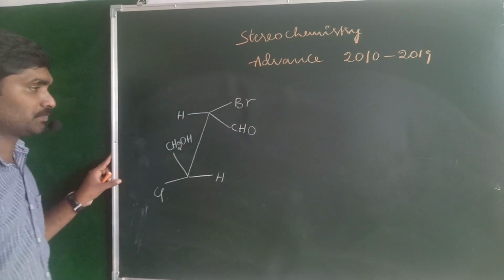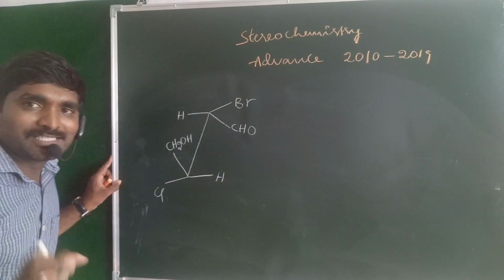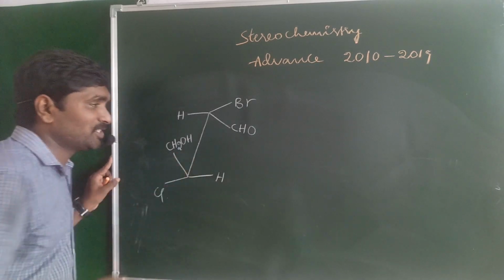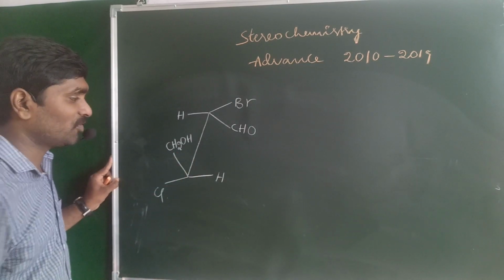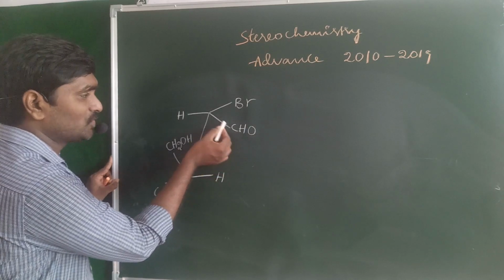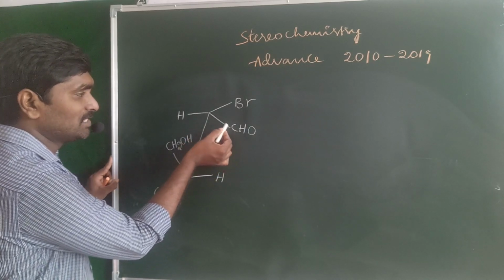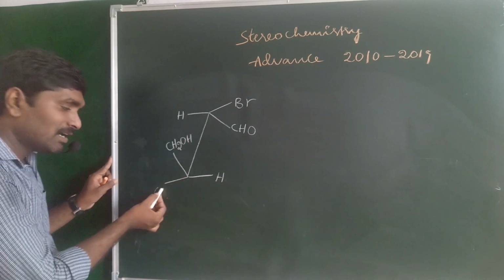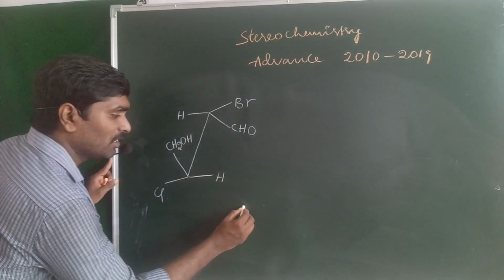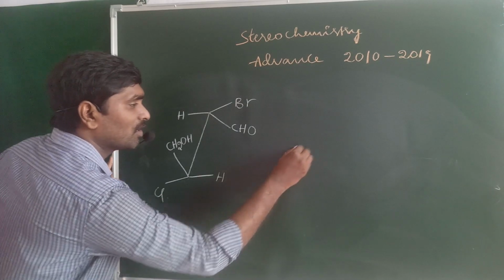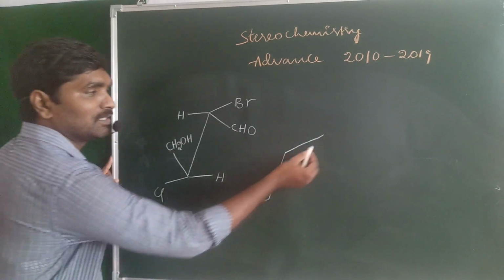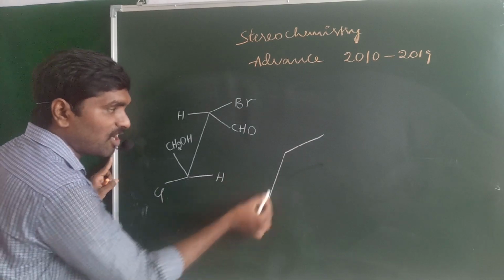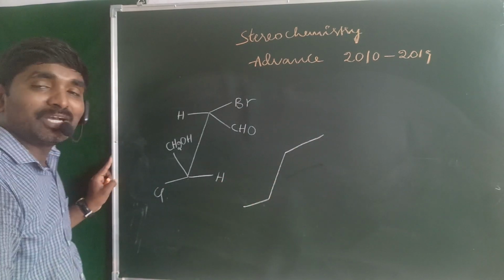Look at this one. Which is a staggered conformation? How can you tell? When you have the CHO group as your backbone, CHO, C, C and Cl, the compound may be like this. That means the groups are present on opposite sides. They are not parallel to each other.